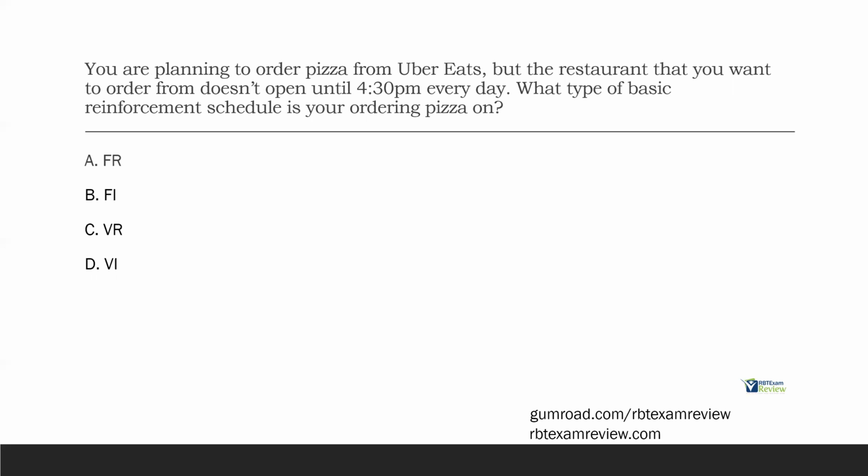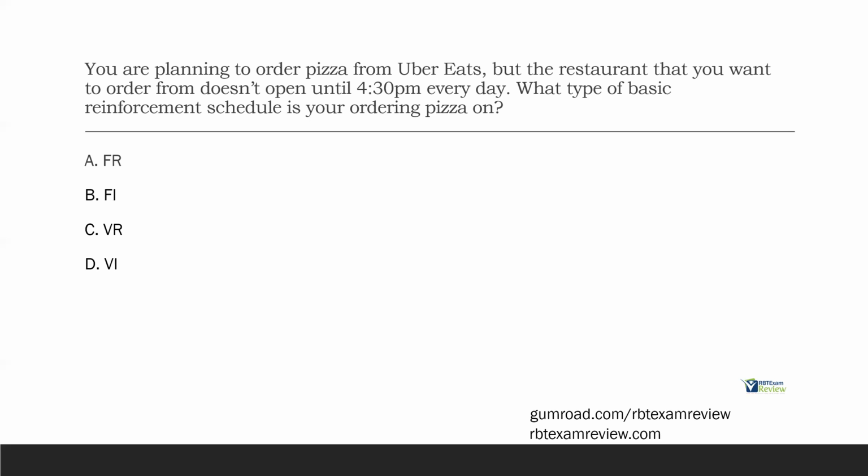I ordered pizza, right, at 4:30 yesterday. I could not order pizza until it became 4:30, right, because that's when the pizza place opened. So what type of reinforcement schedule am I ordering on? So it's a basic schedule question. We have responses, we have ratios and intervals. So the first question you want to ask in basic reinforcement schedule questions is, are we dealing with time or are we dealing with responses? If we're dealing with time, it's got to be intervals. If we're dealing with responses, it has to be ratio.